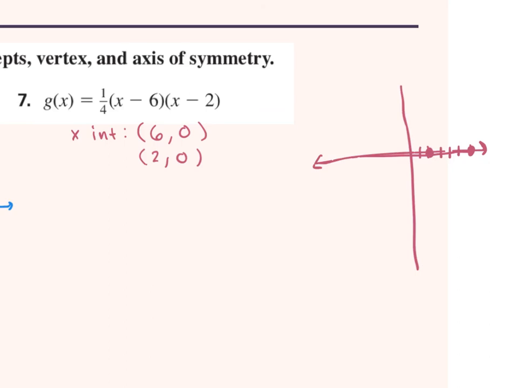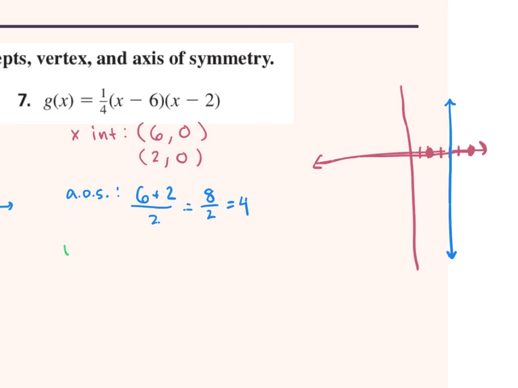Now, how do we find our axis of symmetry? The average of the 2. So 6 plus 2 over 2. So it'd be 8 over 2, which is 4. So we go to the right 4, and we put our line right down 4.